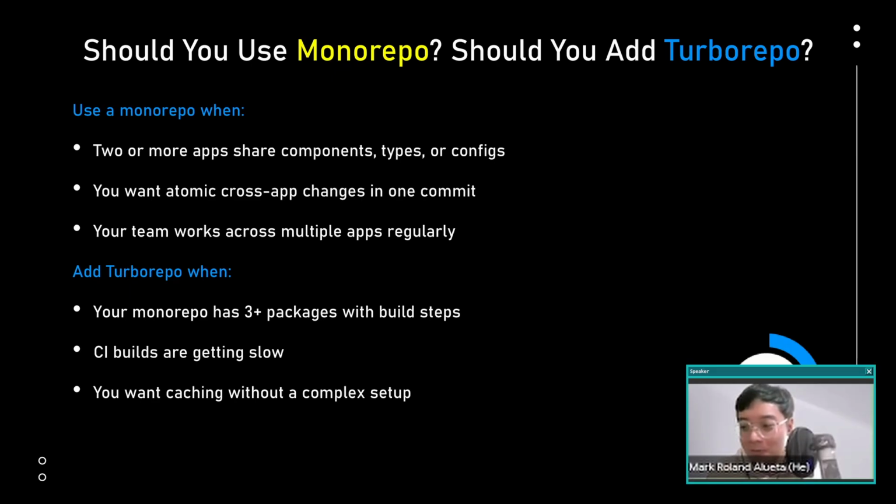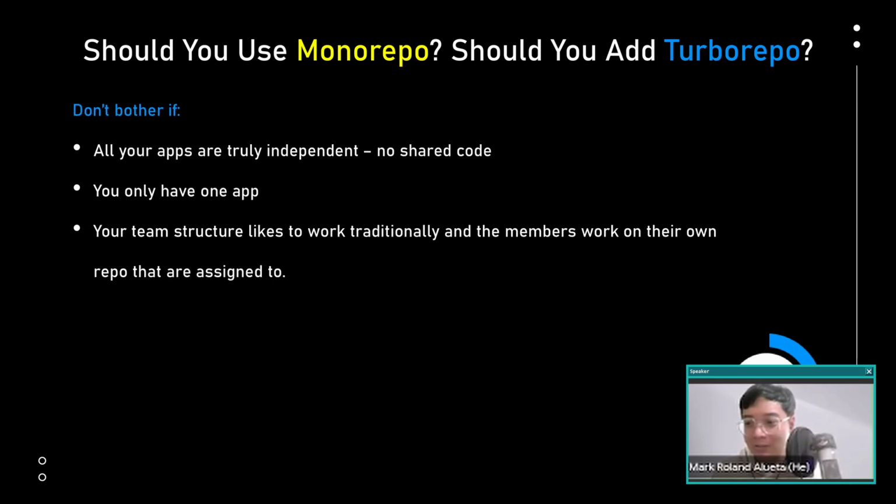Add Turborepo when your monorepo has three or more packages with build steps and CI builds are getting slow. If you are trying to deploy this in a workflow like GitHub Actions, Turborepo is better to use because it's fast and you want caching without a complex setup.